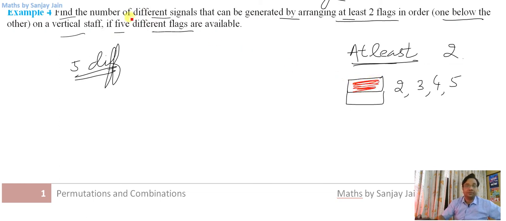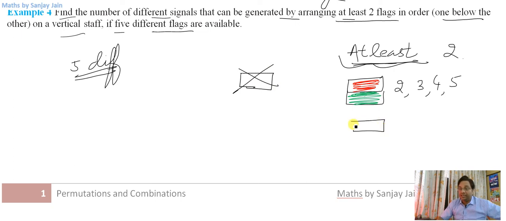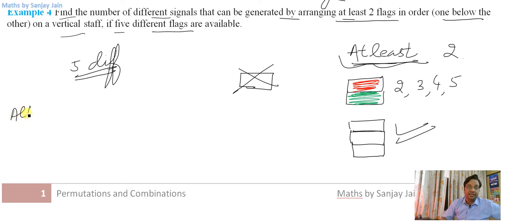Okay, let us say one of the colors is this, another color is this. This is one of the signals, where I have used only 2 flags, because at least 2 flags have to be taken. So if I want this to be a signal, this will not be a signal. Now if I take 3 flags, one above the other, this is another way to generate a signal. So now we have got cases, at least 2 flags used.